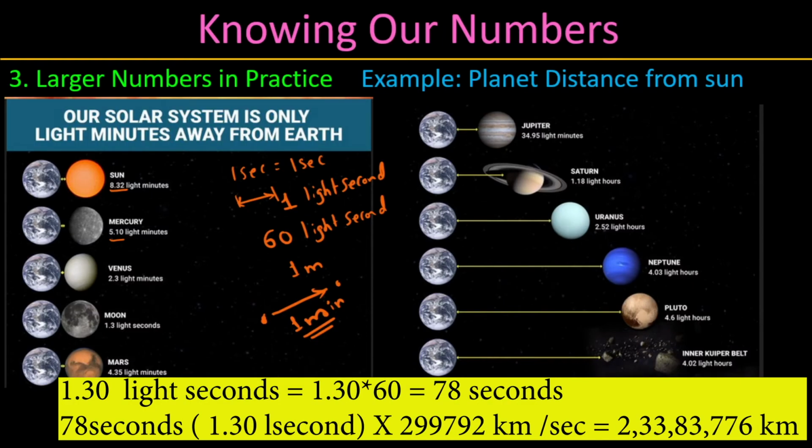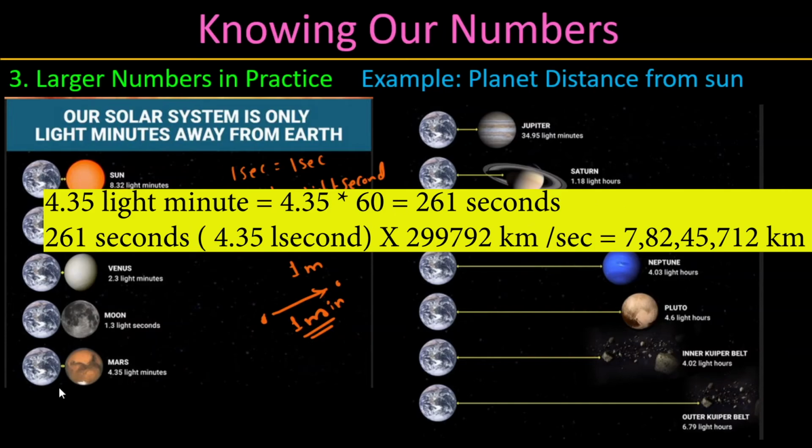Like Mars, let's go with Mars. Moon here, the Moon is also a satellite, and it's 1.3 light seconds, not even 2 seconds. Just consider that light from the Moon comes to Earth in just 1.3 seconds. Throw a light from the Earth to Mars, it takes 4.35 minutes to reach Mars, and that is how the distance will be measured.